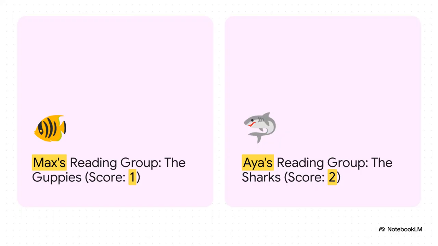Let's bring in an example we'll follow through this whole thing. Let's say we have Max, and he's in the Guppies reading group. We'll give that group the number 1. And then we have Aya, who's in the Sharks group, and we'll call that group 2. What do those numbers, 1 and 2, tell us? Absolutely nothing, except that Max and Aya are in different groups. That's it. We have zero clue who's the better reader.